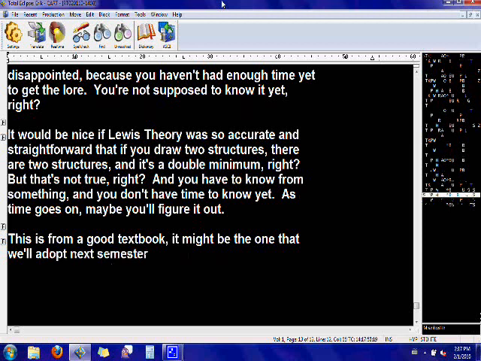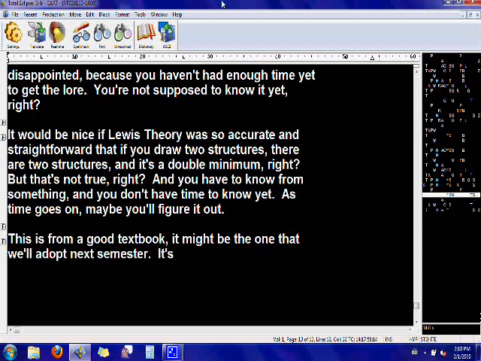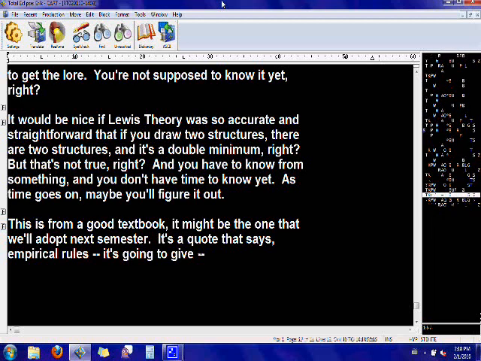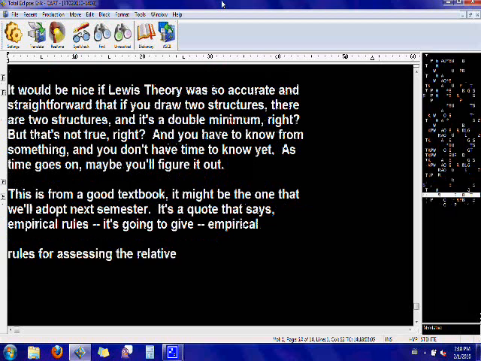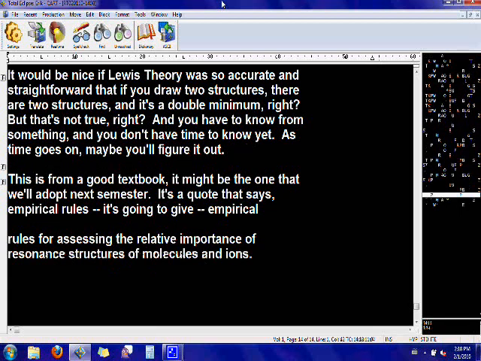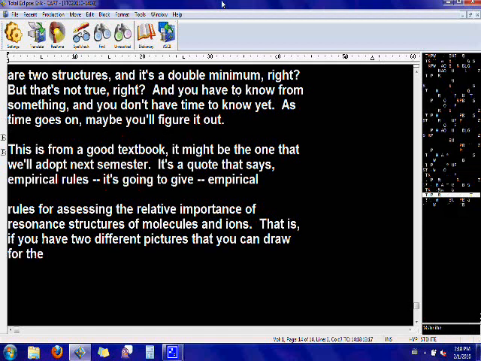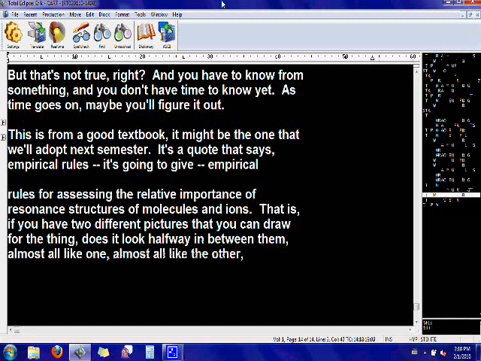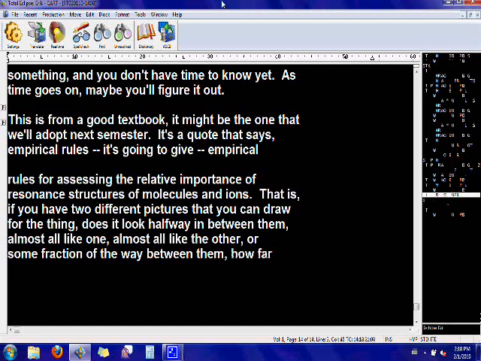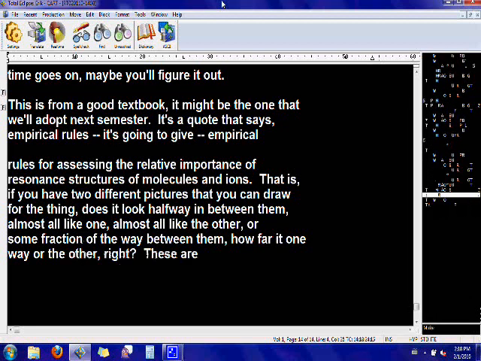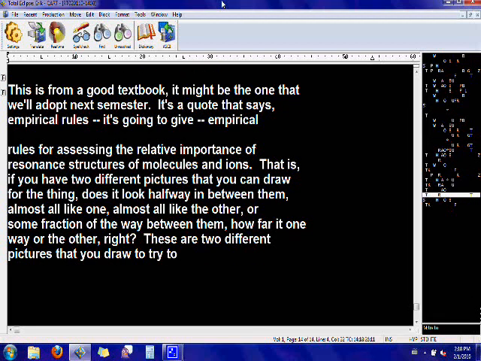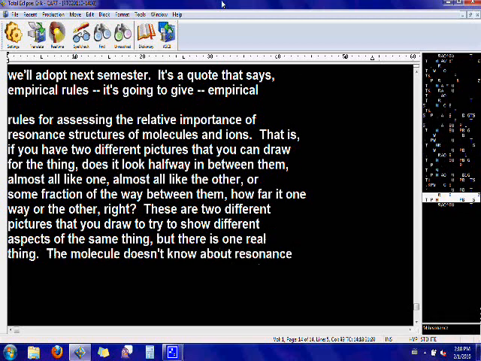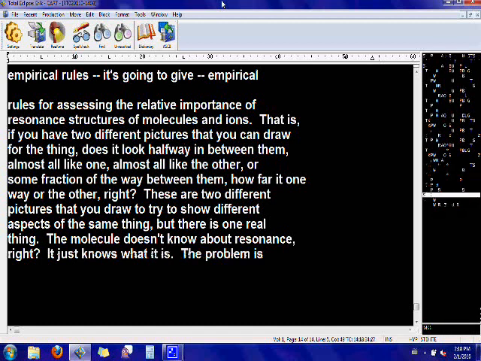It's a quote that says it's going to give empirical rules for assessing the relative importance of the resonance structures of molecules and ions. That is, if you have two different pictures that you can draw for the thing, does it look halfway in between them, almost all like one, almost all like the other, or some fraction of the way between them? How far is it one way or the other? These are two different pictures you draw to try to show different aspects of the same thing. But there is one real thing. The molecule doesn't know about resonance. It just knows what it is. The problem is with our notation. But anyhow, here's what they say.